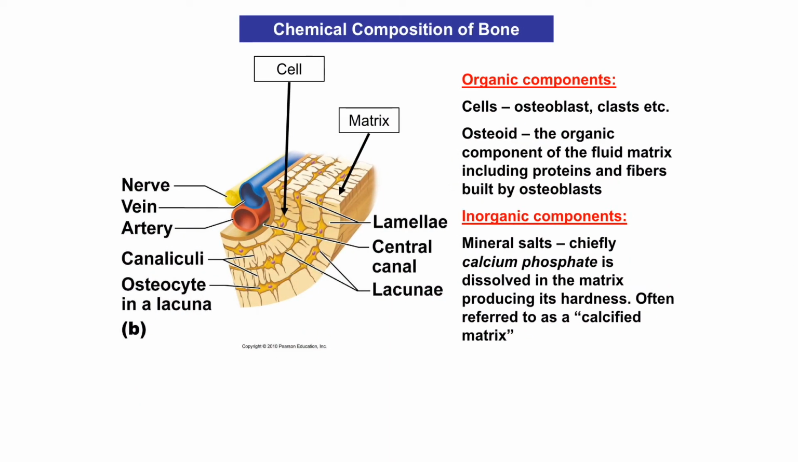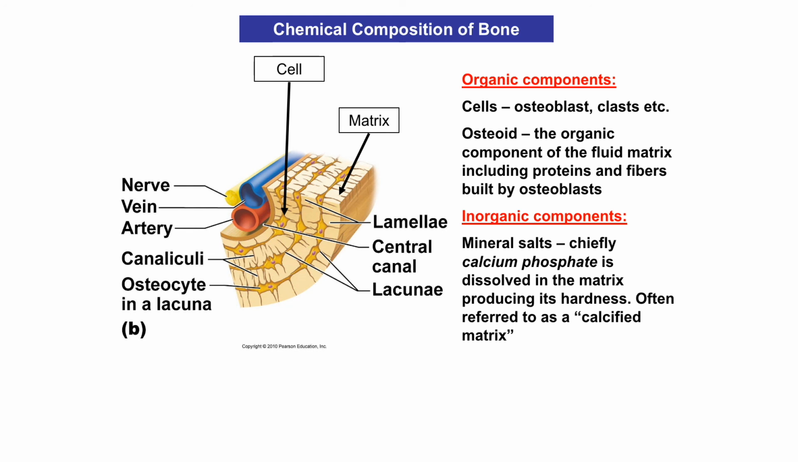We move on to the chemical structure or composition of bone. So this consists of both organic and inorganic compounds. So the organic compounds are that of our bone cells, which we've already discussed, okay? That would be the osteoblasts, the osteoclasts, and so forth. And then there's a substance called osteoid. Osteoid is just an organic component of fluid matrix, and it has both proteins and fibers, which is built by osteoblasts. The osteoblasts are those bone-forming cells, guys.